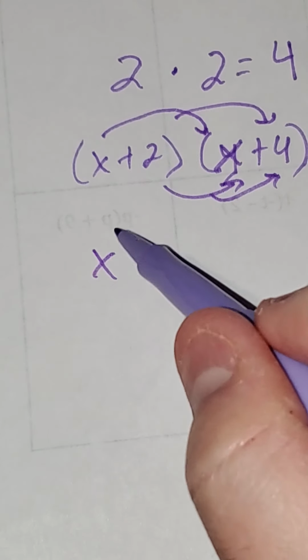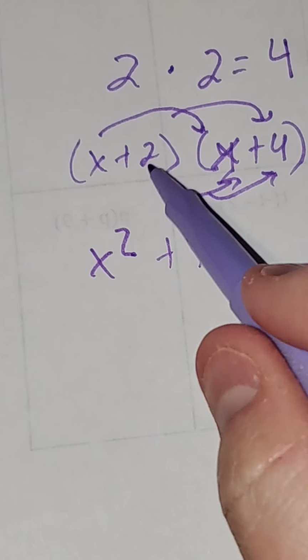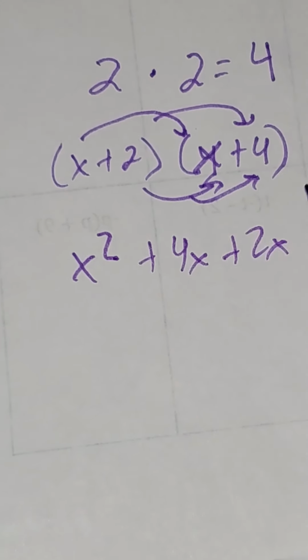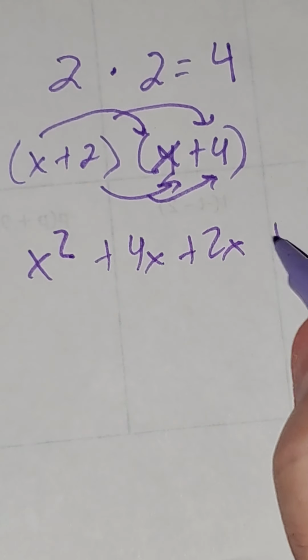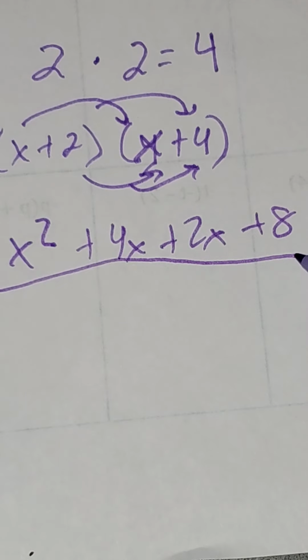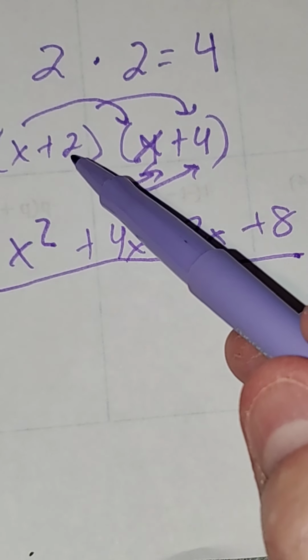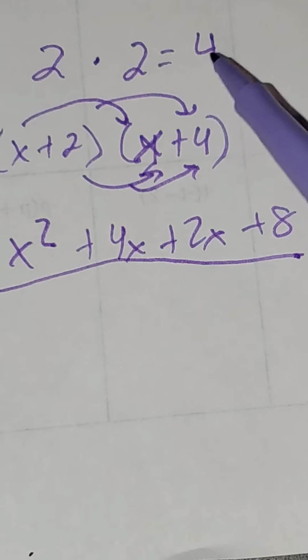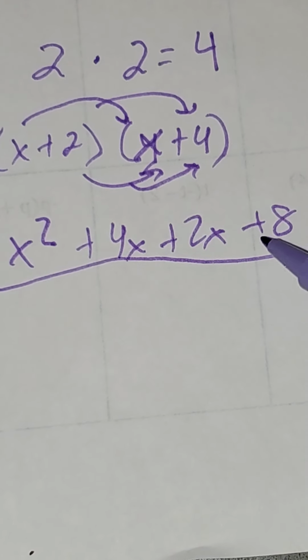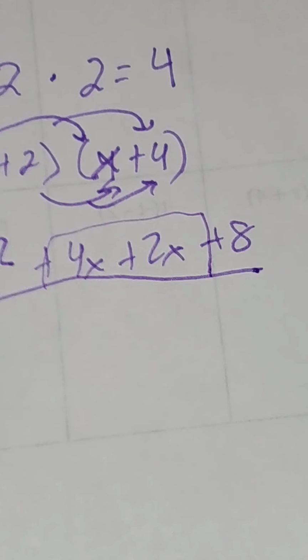X times x, x squared, x times 4, plus 4x, 2 times x, plus 2x, and then 2 times 4 is plus 8. Notice, after the initial distribution, I have 4 terms, which is what we figured we would have when we multiply how many terms in the polynomial times how many terms in the polynomial will tell us how many total terms we should have after distribution. And notice we would combine these, so that's after distribution and before combining terms.